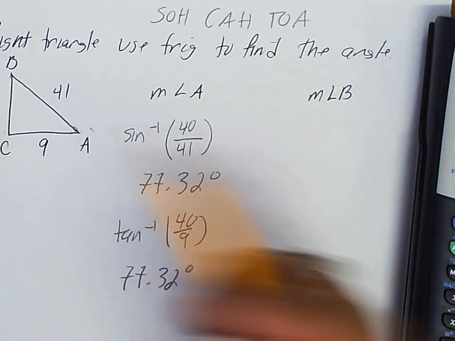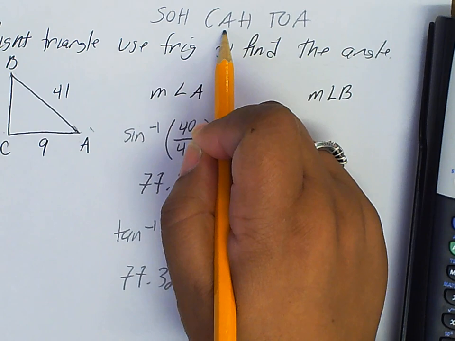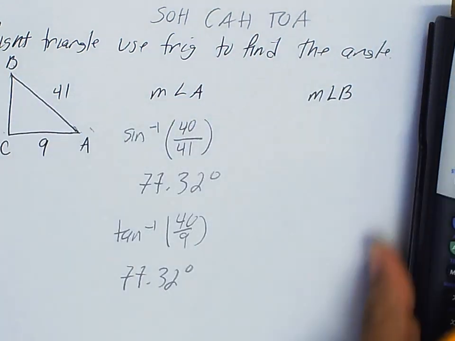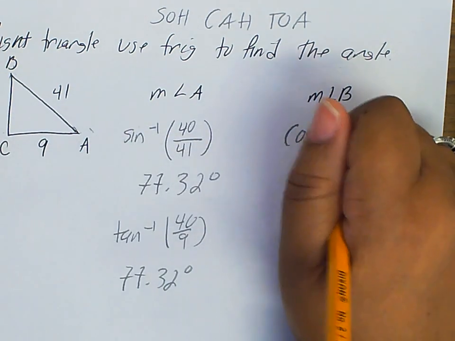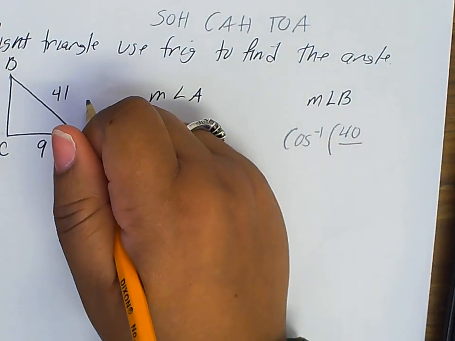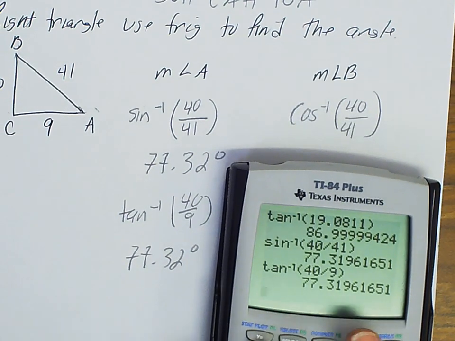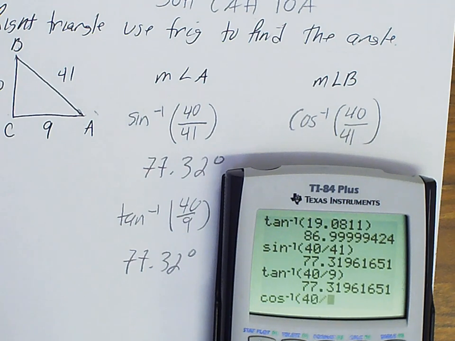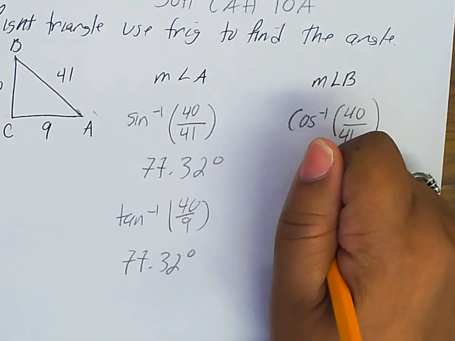Let's do a different one. This time we did tan, so let's do cosine. Cosine is adjacent over hypotenuse, so I will do 40 over the hypotenuse, which is 41. Make sure you put the inverse. Type that into the calculator, make sure you have the inverse on it, hit enter, and it turns out to be 12.68.